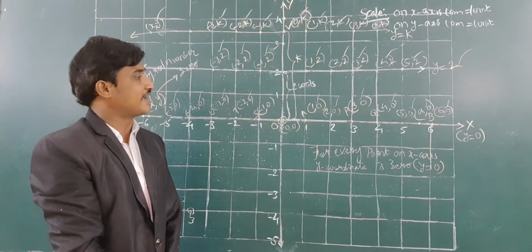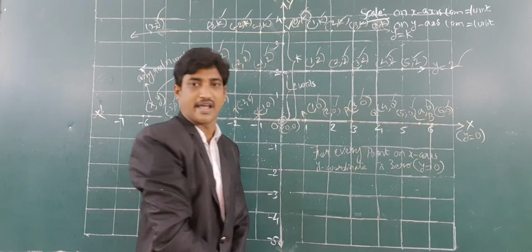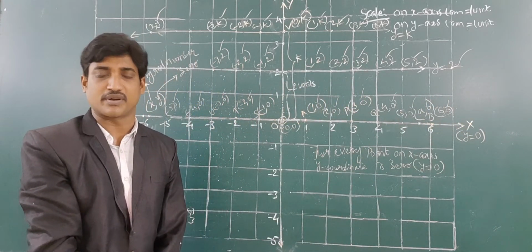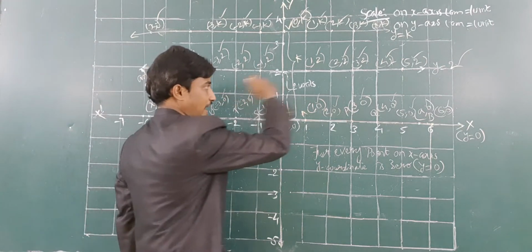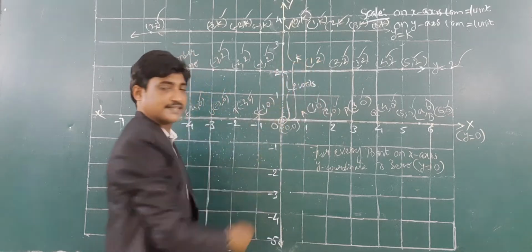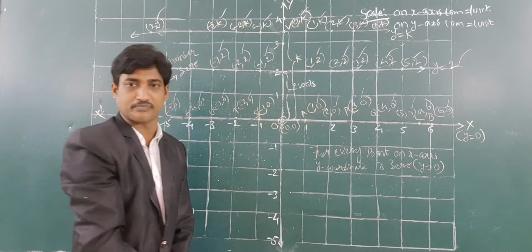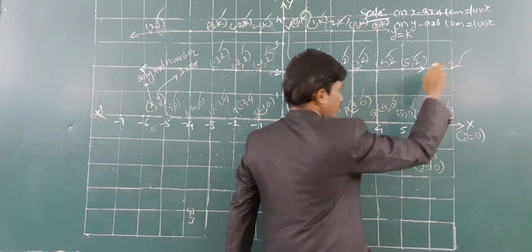Next, the equation of the x-axis is y equal to 0, as the y coordinate is 0 for every point on the x-axis. The equation of a line parallel to the x-axis, which is at a distance of 2 units from the x-axis, is y equal to 2.